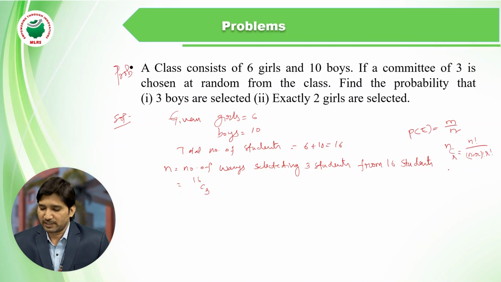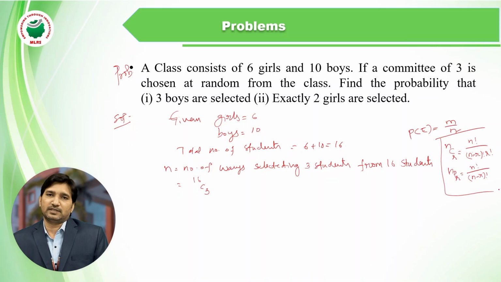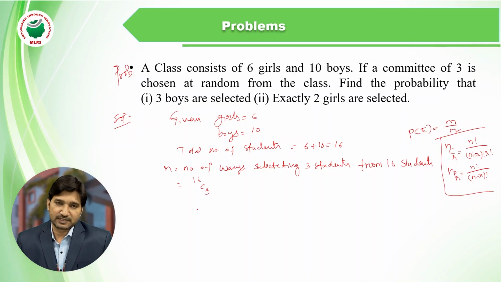nPr is permutation, where we can use arrangement. nPr means n factorial divided by (n minus r) factorial. These are the important formulas, which you can generally use. So 16C3 ways, that is n.